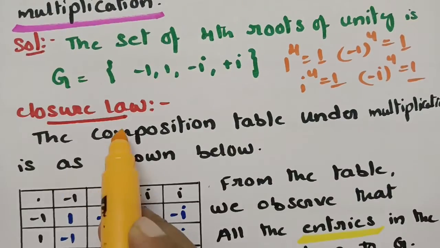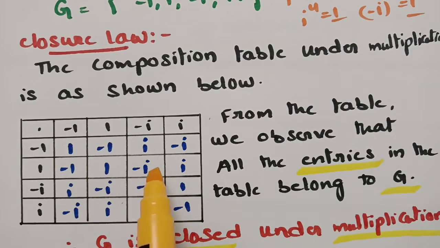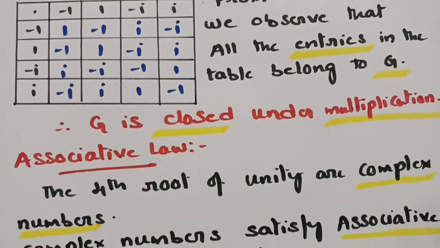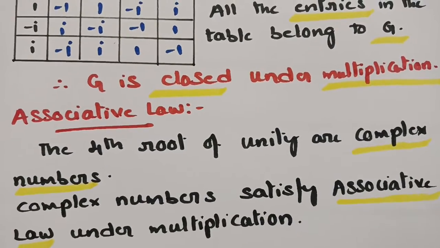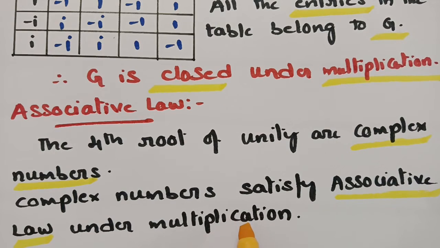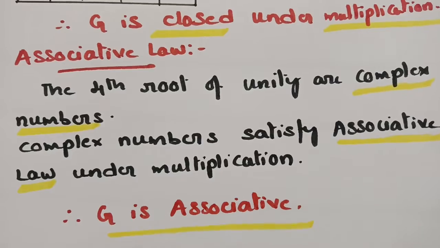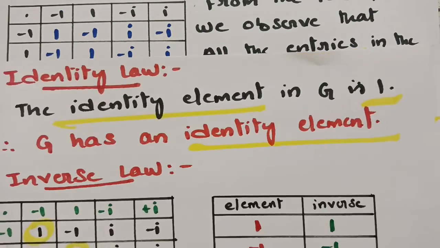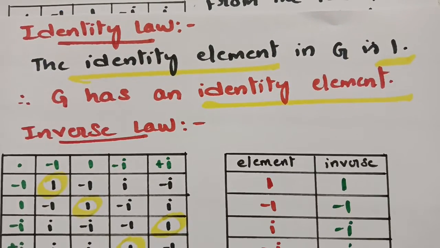The first one is the closure property. The entries in the table are all the elements in the set G. Therefore, we say that it is closed under multiplication. For the associative property, the elements of the set are complex numbers. We say that complex numbers satisfy the associative law, and therefore G is associative. And therefore, for the identity element, for multiplication, 1 will be the identity element.